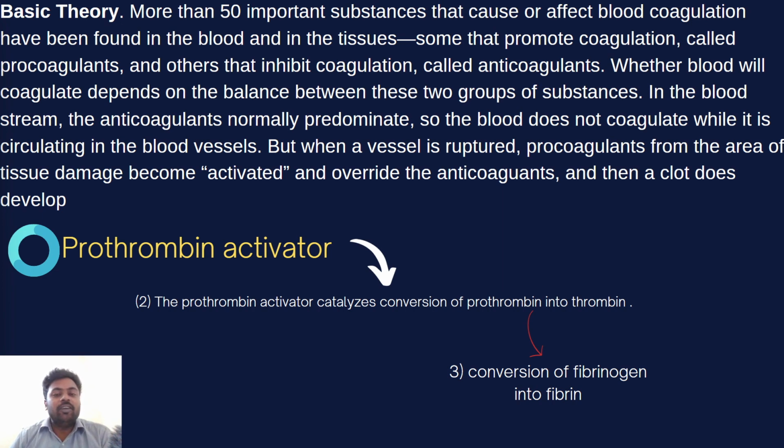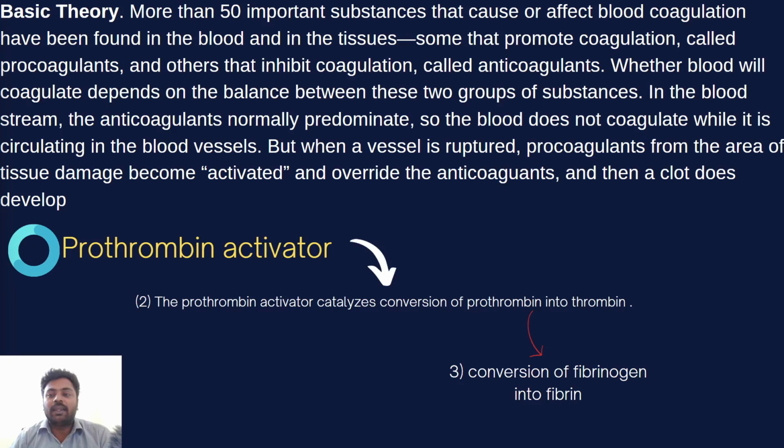So let's discuss how the conversion of prothrombin into thrombin occurs. First, prothrombin activator is formed as a result of rupture of the blood vessel. Second, the prothrombin activator, in the presence of sufficient amounts of calcium ions, causes conversion of prothrombin into thrombin. It could be an enzyme converting the prothrombin into thrombin, it could be prothrombinase.